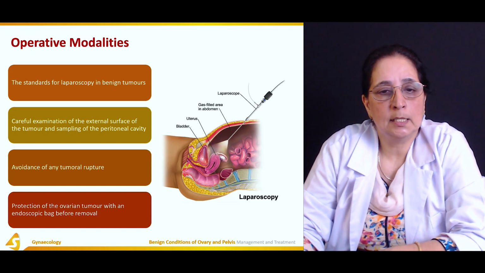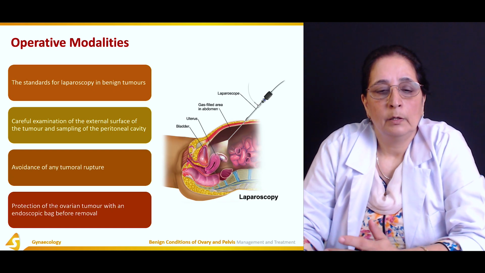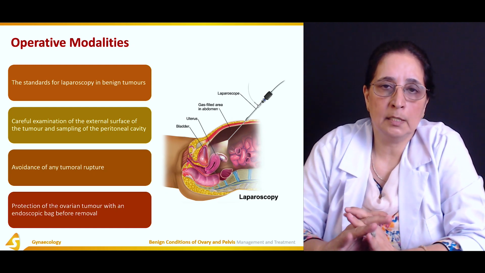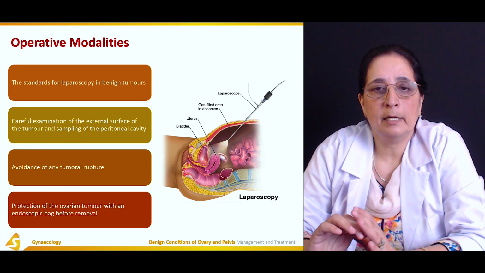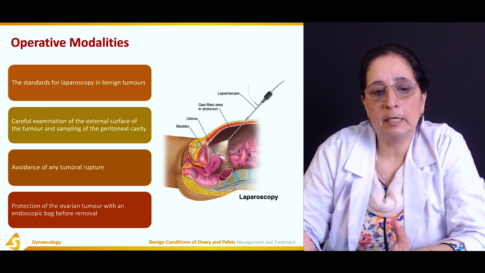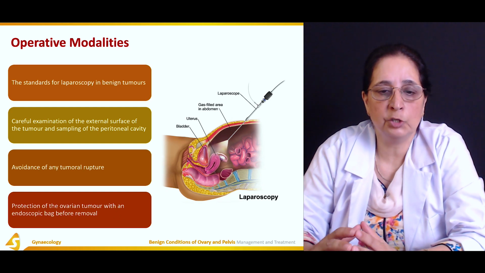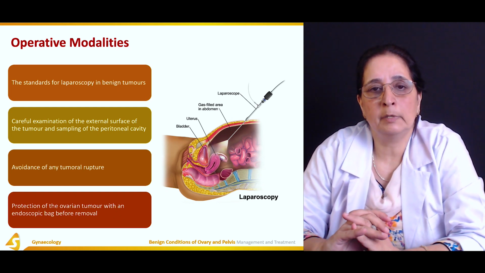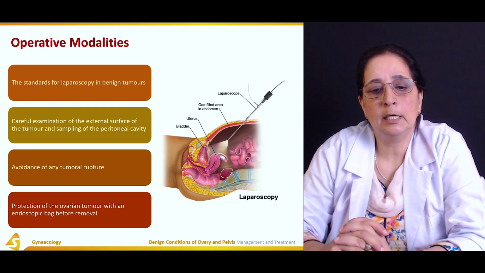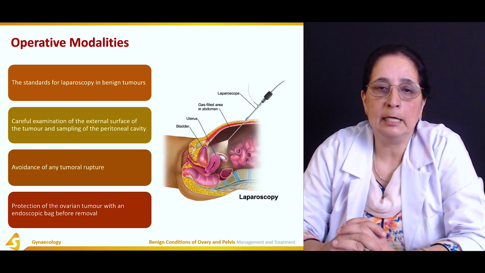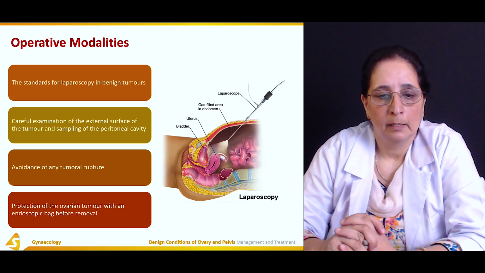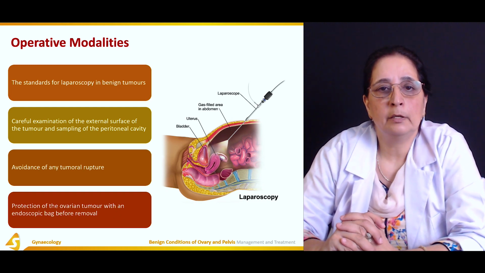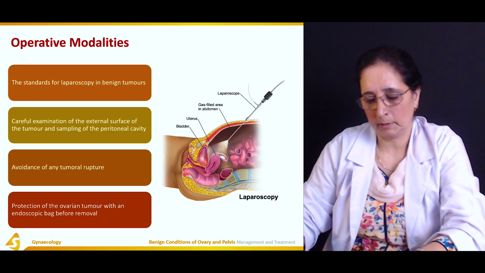Other operative modalities: if laparoscopy is done, at the same time examination of the cervix, the surface of the uterus and the peritoneal cavity is done. If there is any evidence of tumor, the best is to remove the tissue for biopsy, remove the cysts, remove any fibromas present. During this, the most important priority should be avoiding rupture of the tumor, because rupture can lead to further complications. And usually the tumor is protected by an endoscopic bag before the removal, to avoid the rupture.